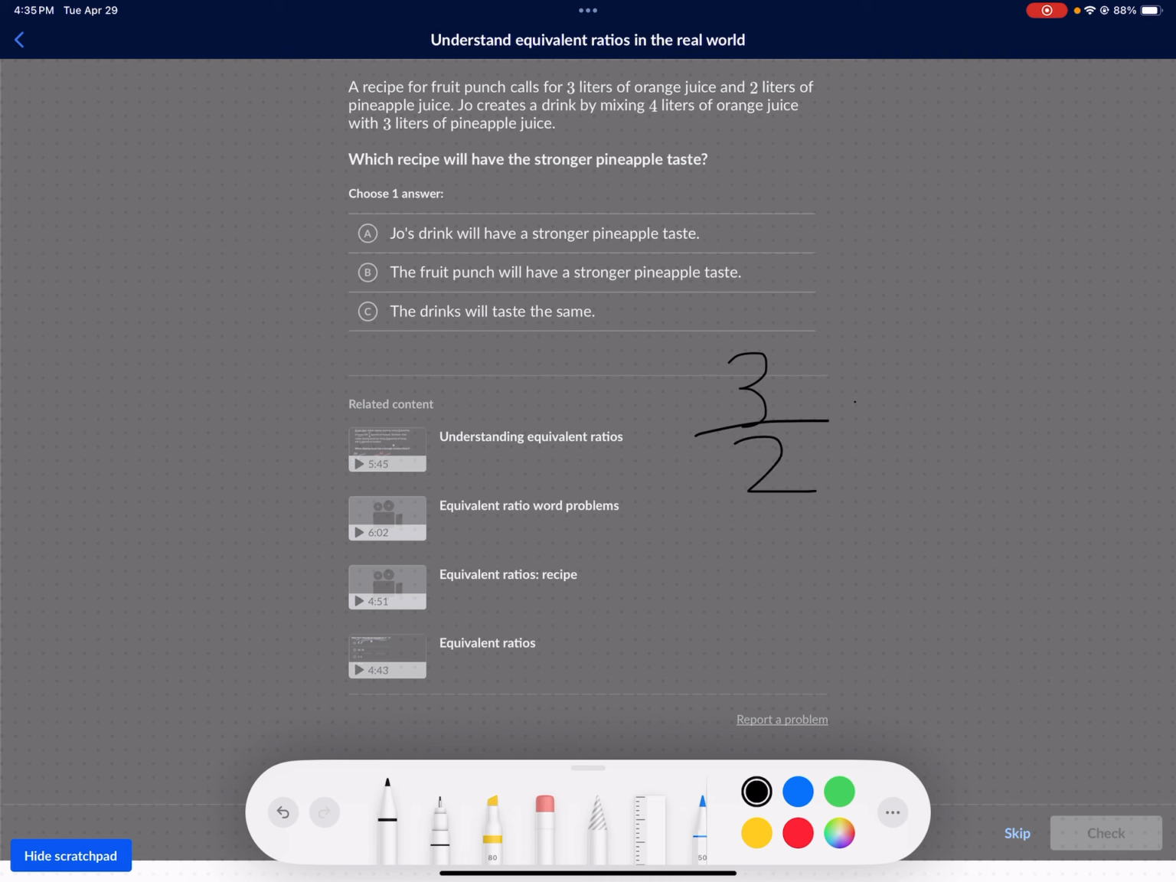So we have 4 orange juice and then 3 of pineapple. So we're basically just cross-multiplying to see which one will be more. So this will be the recipe. I'll just put R for recipe, and then this will be J for Joe.